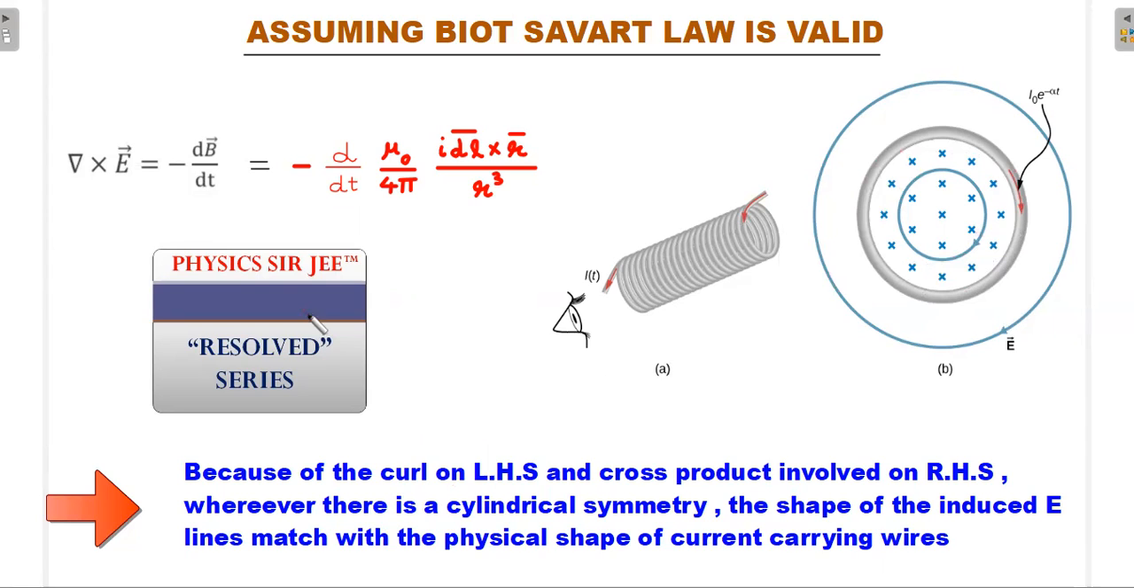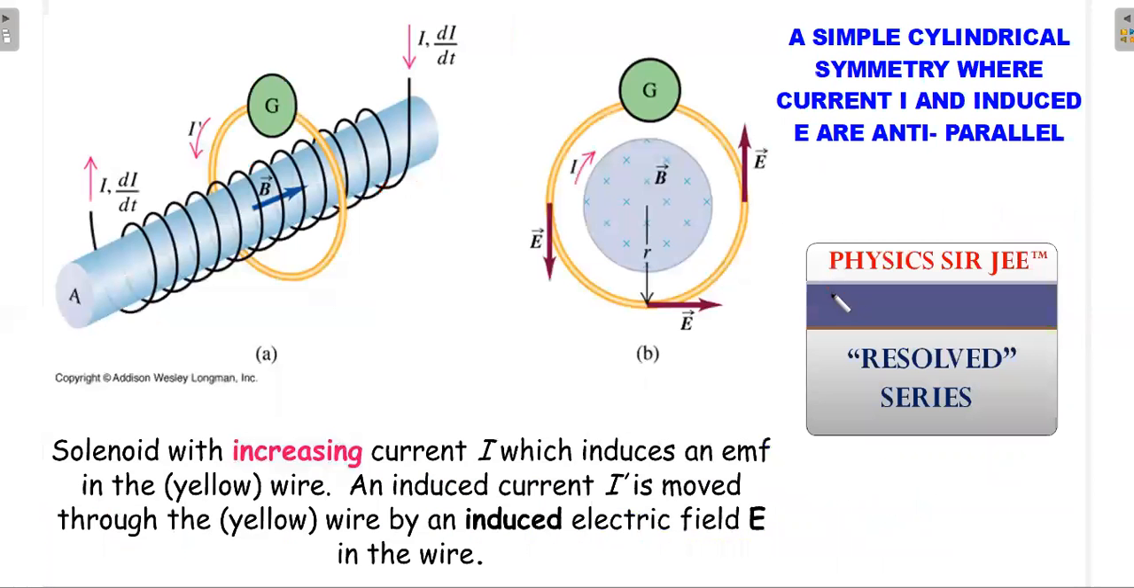Because of the curl on the LHS and the cross product involved in the RHS, wherever there is a cylindrical symmetry, the shape of the induced E lines matches the physical shape of the current carrying wires. In the present example on the board, I have taken a past solved problem where if the current is curling like this in a tangential manner, then the field is also in a tangential manner. Whereas in the current problem, we have a current moving in a straight line. Let's try to see.